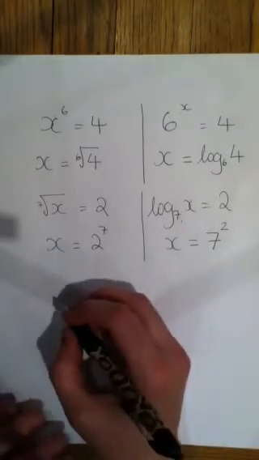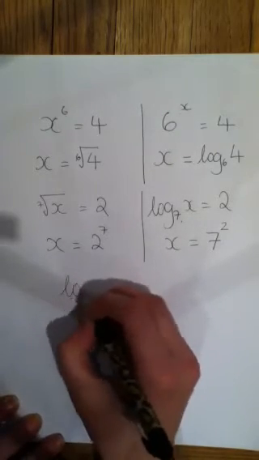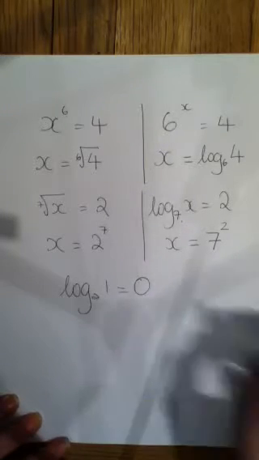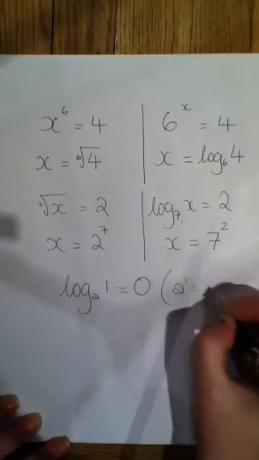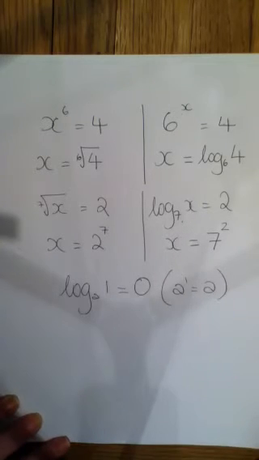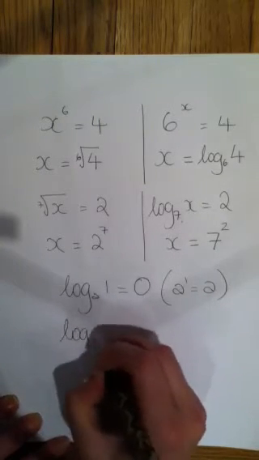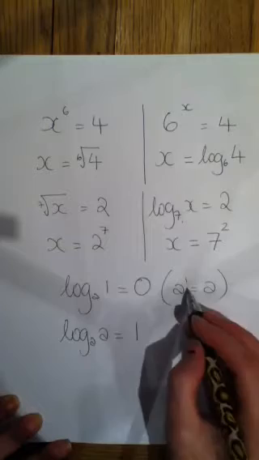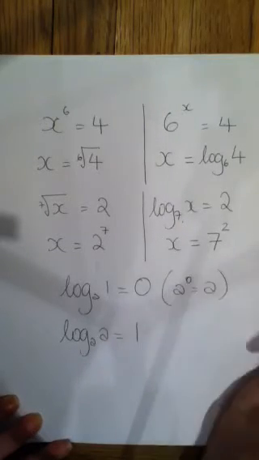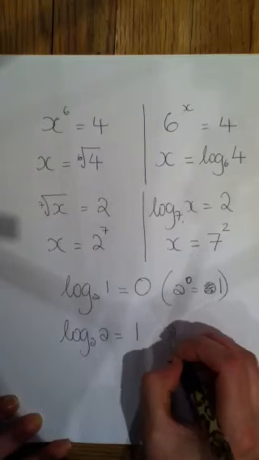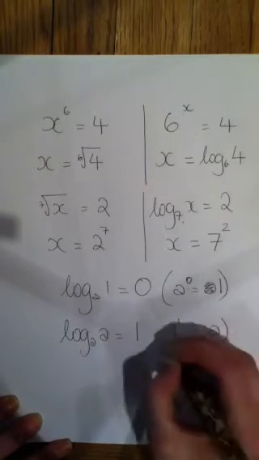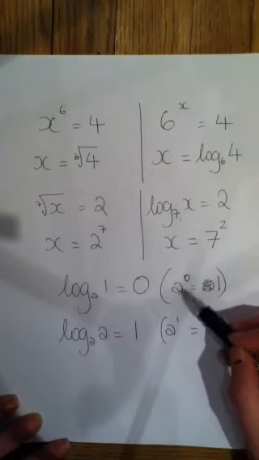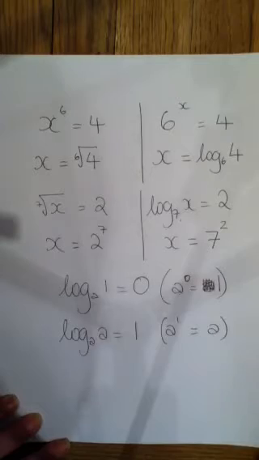A couple of useful things that you can remember when you're dealing with logs. Log to base a of 1 is always 0, it doesn't matter what the base is. So that's similar to having a to the power of 1 is always a, doesn't matter what that a is. And also you've got the very useful thing, log to base a of a is always 1, which is the same as that one. In fact, that's what I should have written there. That one is the same as this one, and this one is the same as this one. So log to base a of 1 is always 0. Sorry about that. This is similar to a to the power of 0 is always 1, and the index rule.